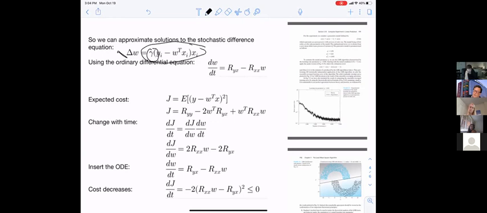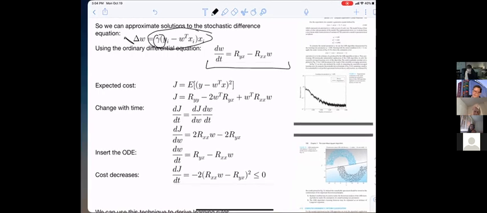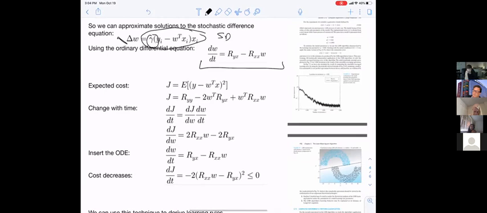So now let's do this. And this is now a different proof than I did 2 classes ago, because I'm going to do this entirely in the ordinary differential equation domain, right? So this thing is a stochastic difference equation, and this thing is an ordinary differential equation, okay? So let's again look at the cost function. Okay, here, so this is a standard cost function, right? This is the true y's minus the approximation squared.